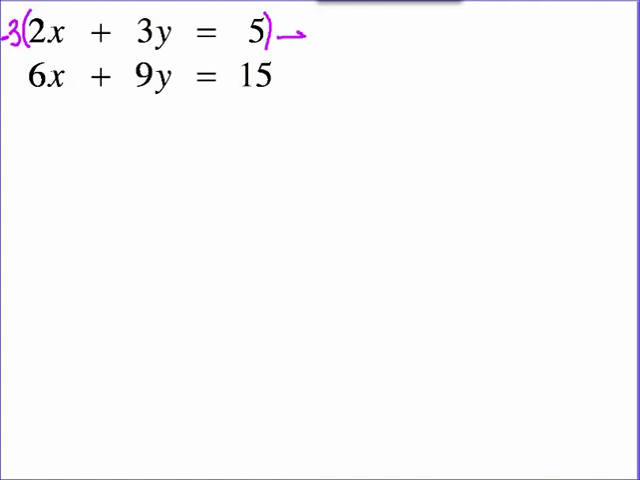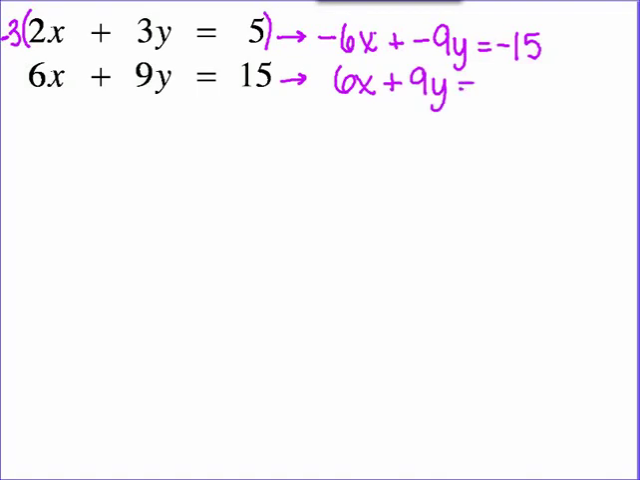So the top equation now becomes negative 6x plus negative 9y equals negative 15. My bottom equation is going to stay the exact same. So now we need to add both of the equations together, right? So if I add them both together, I get negative 6x positive 6x, which is 0. Negative 9y positive 9y, which is 0, so I end up getting 0 on the left. What do you get on the right?